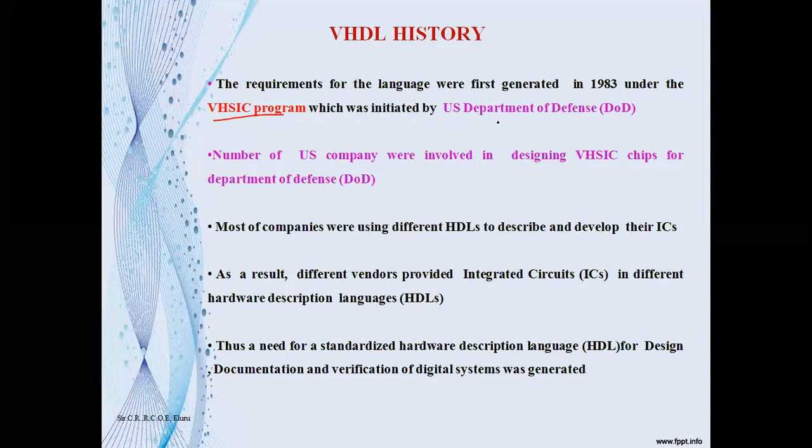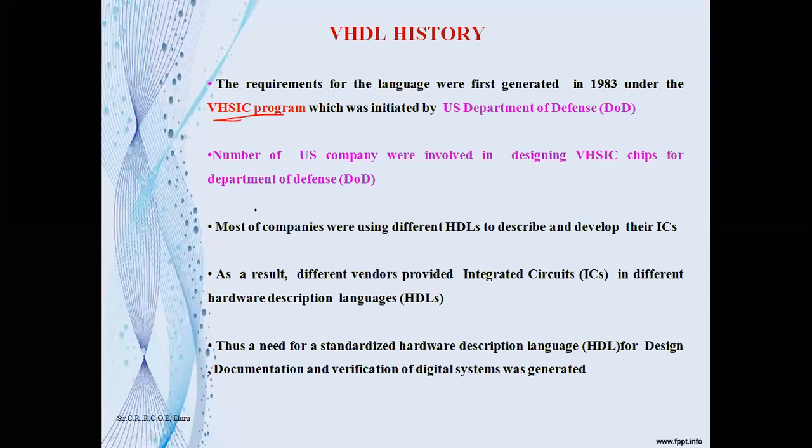So the US Defense Department initiated this VHSIC program here. For this very high speed integrated circuit program, a number of IC companies were involved in designing these very high speed integrated circuit chips for the Defense Department.